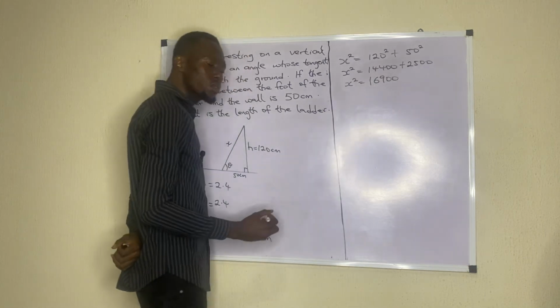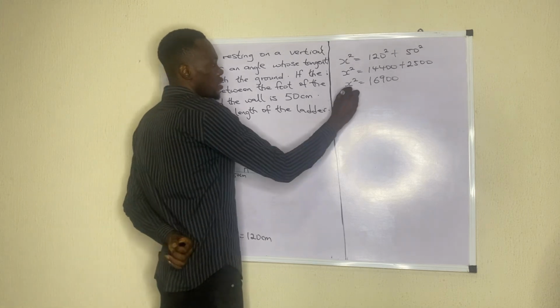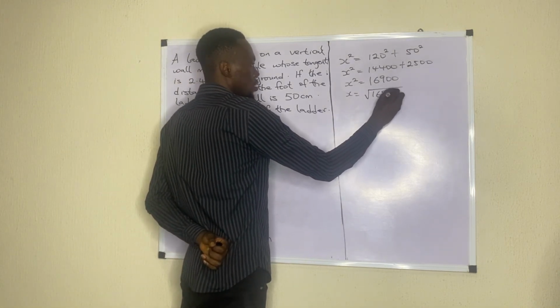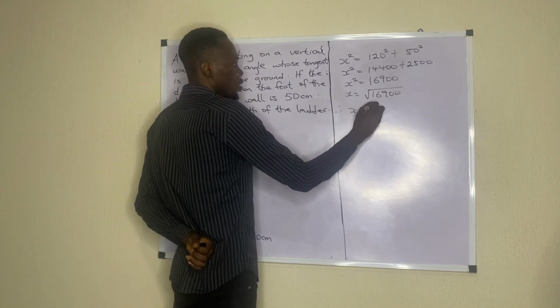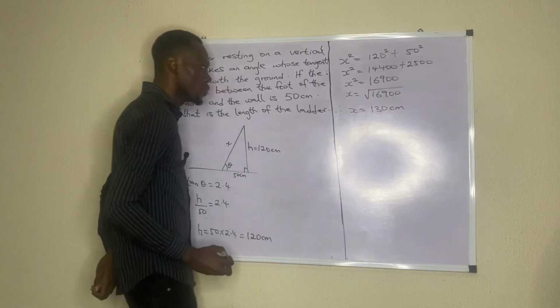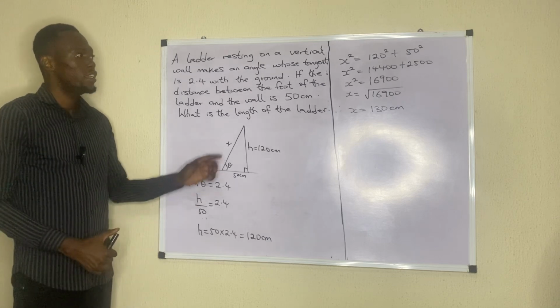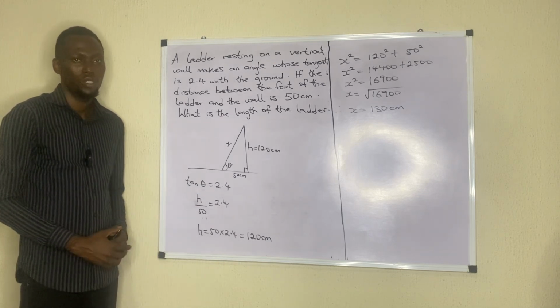16900. So let's get the square root of both sides to get the value of x, which is the length of the ladder. So x will be equal to the square root of 16900. Therefore, the value of x will be equal to 130 centimeter. So for this particular question, the length of the ladder is equal to 130 centimeter. Let's go over to question number 5.